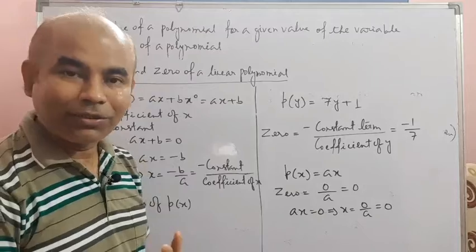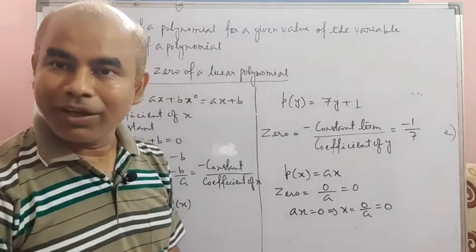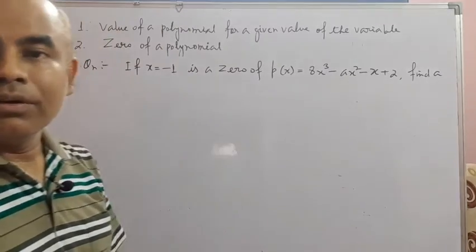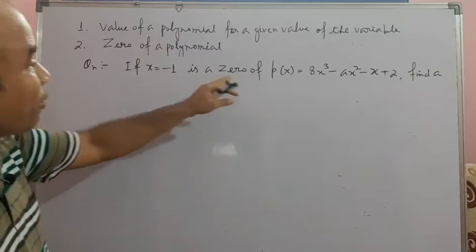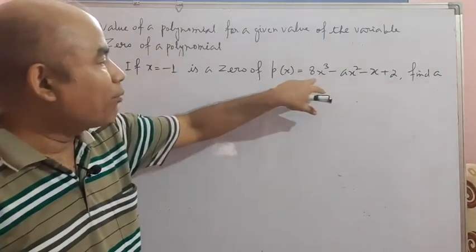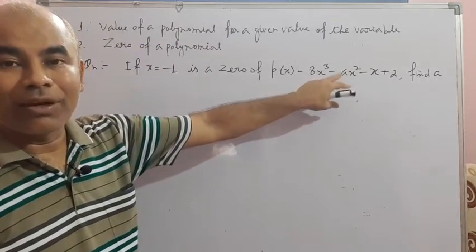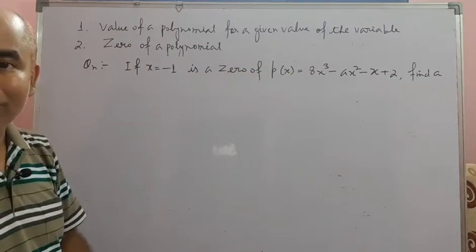So what is 0? That is clear, and to find the 0 of a polynomial, that is also I think clear. Now we'll discuss one question. Okay students, so see this question. If x equal to minus 1 is 0 of this polynomial, then find a. So what is a? You see in the polynomial, the coefficient of x square is that unknown a. So this a you have to find out, if x equal to minus 1 is the 0 of this polynomial.